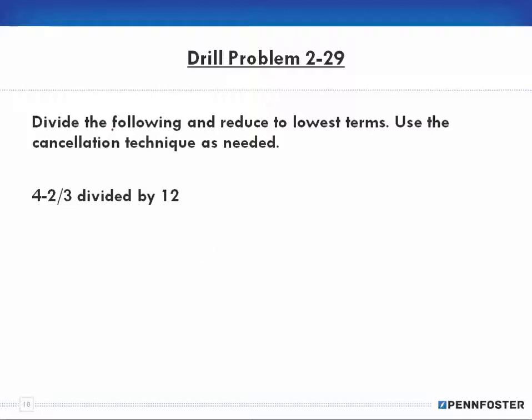Okay, so it says divide the following and reduce to lowest terms. Use the cancellation technique as needed. So we're looking at 4 2/3 divided by 12. Okay, let's convert that the same way we did with problem 2-27. Right, 12 as a whole number is the same as 12 over 1.